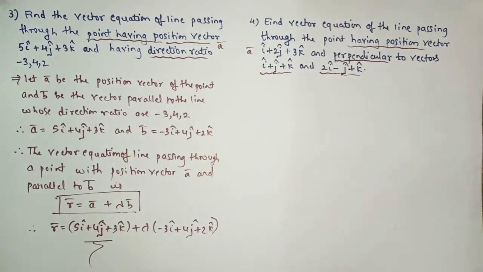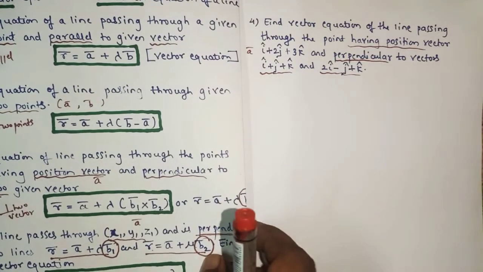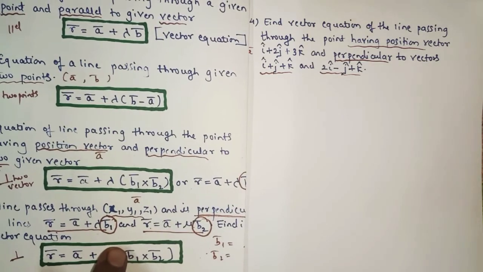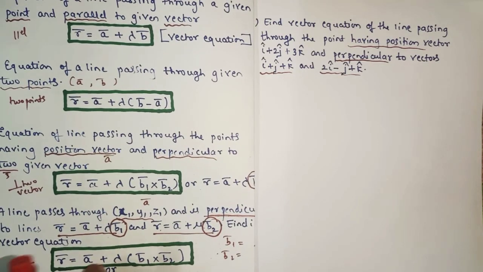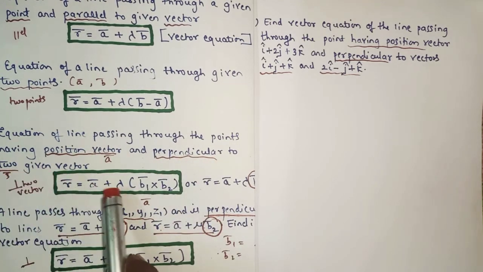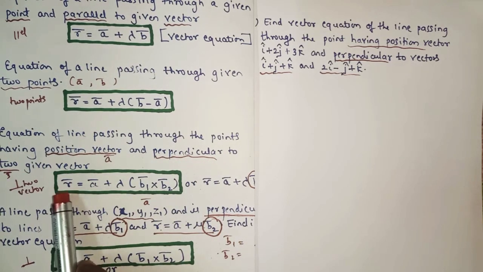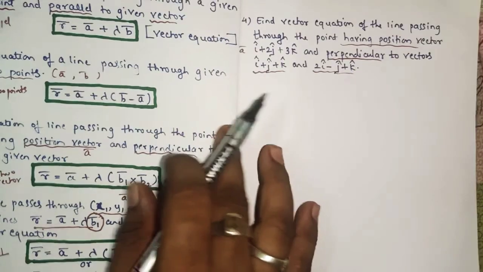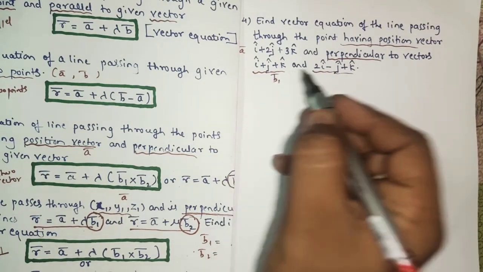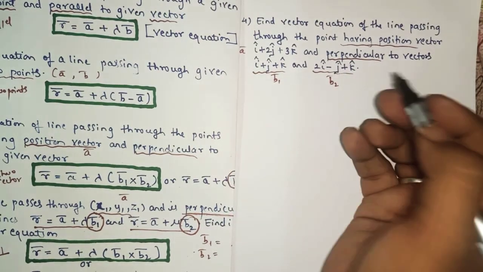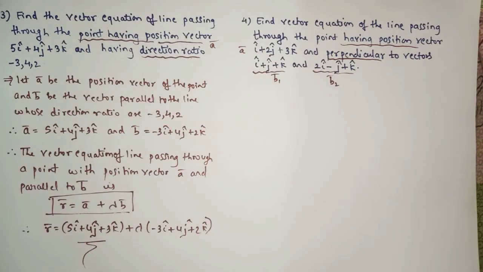Okay, so now we'll see which formula we have to apply for question number four: first, second, third, or fourth. As I explained in the previous video, whenever the word perpendicular to the two given vectors comes, we have to apply this formula, that is r bar equals a bar plus lambda b1 cross b2. So we'll take the first one as b1, the second one as b2, as the line is perpendicular to the two given vectors.